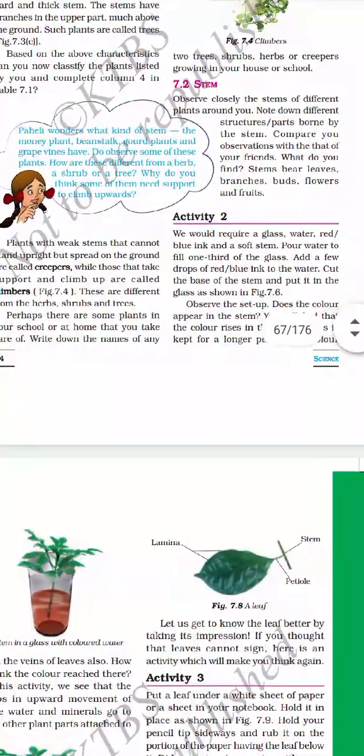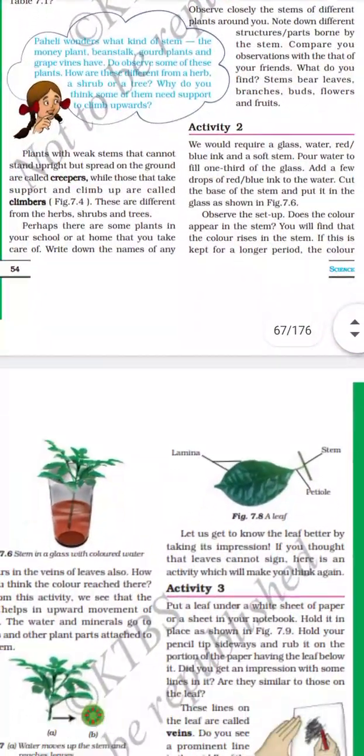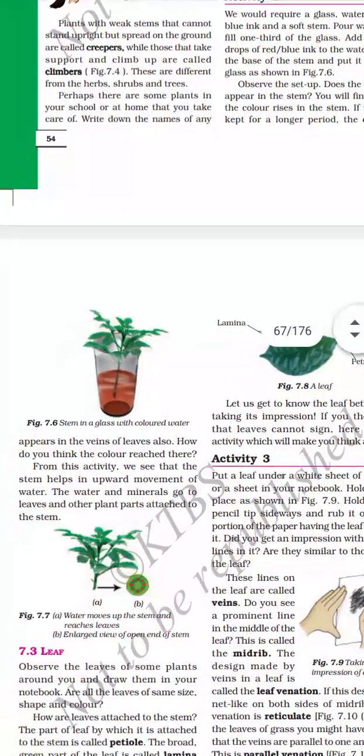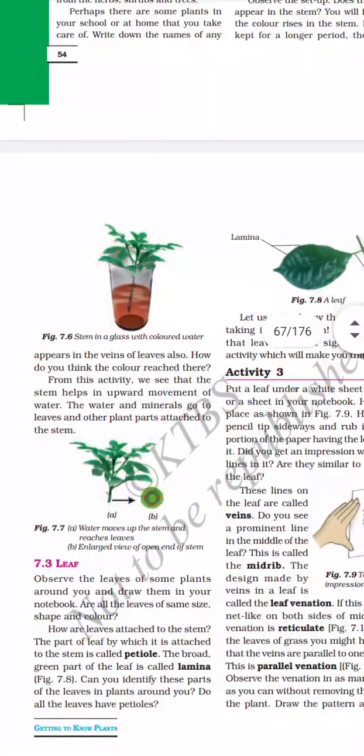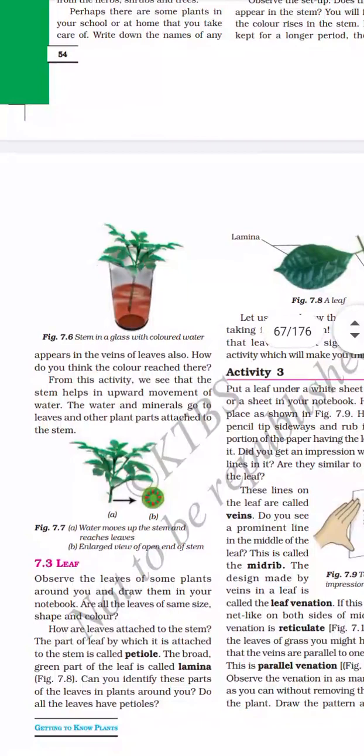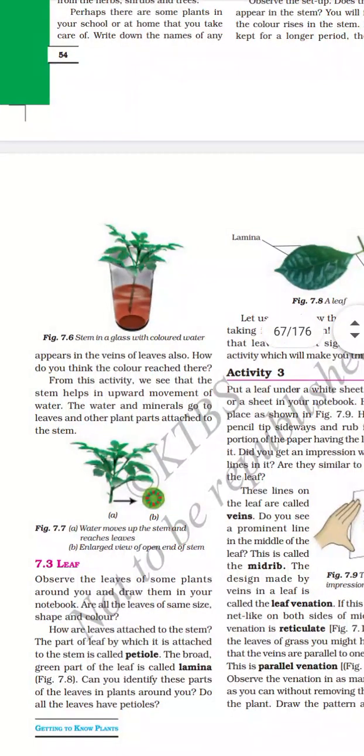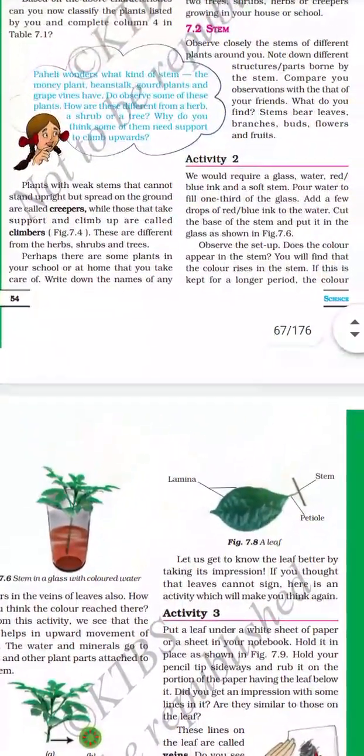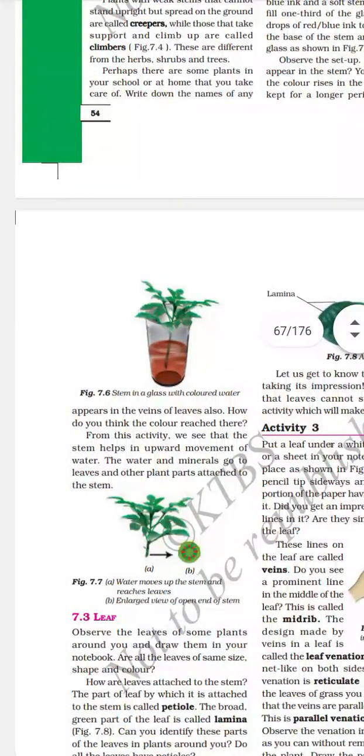Stem is a very important part, because the stem is the part through which there will be flow of water and food. From the stem, we can do an activity, activity 2, and find out that stem helps in the movement of water and food. See, the stem helps in upward movement of water. The water and minerals go to the leaves and other parts attached to the stem. Water moves up.